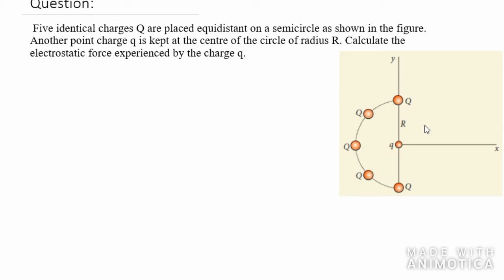So see here, five charges are placed at equal distance on a semicircle. We'll number them as 1, 2, 3, 4, 5 and this as 6 for our reference. Okay, this Q is at the center of the circle. So to find the electrostatic force experienced by Q, we have to use the superposition principle.